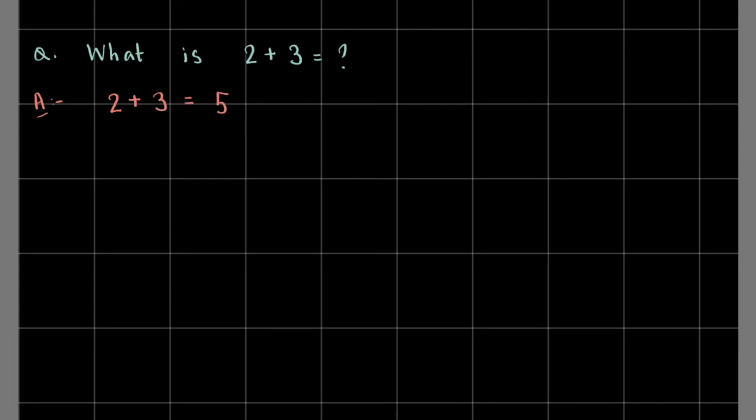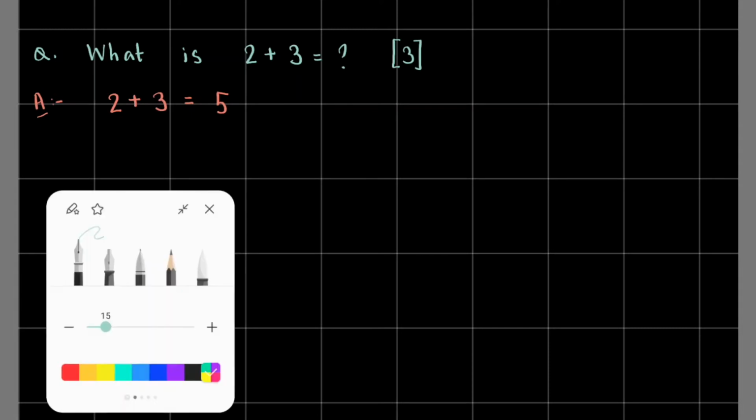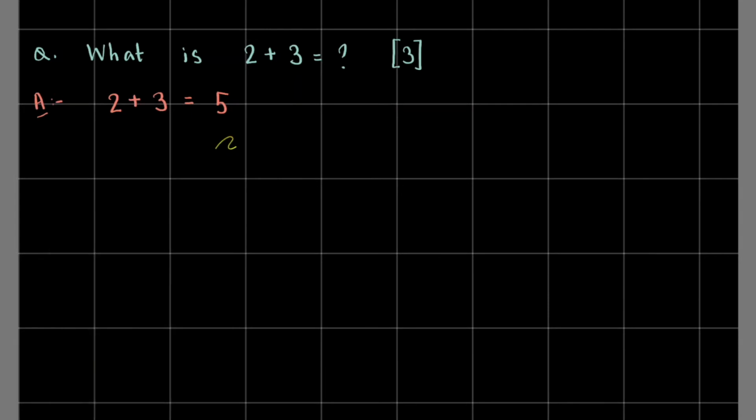And for this, let's say this is a 3 marks question. You get 3 points if you answer this question correctly. And if you answered that 2 plus 3 equal to 5, I would give you a small tick and give you 1.5. Huh? Now you're confused, right? Why would I get only 1.5 if I answered that 2 plus 3 equal to 5? It's a 3-point question, right?